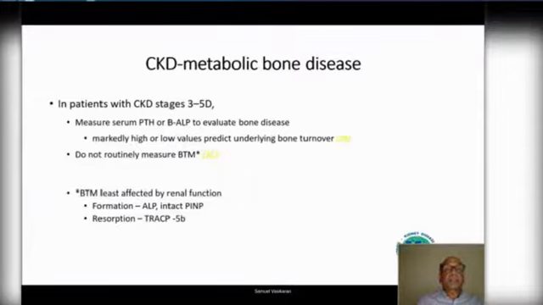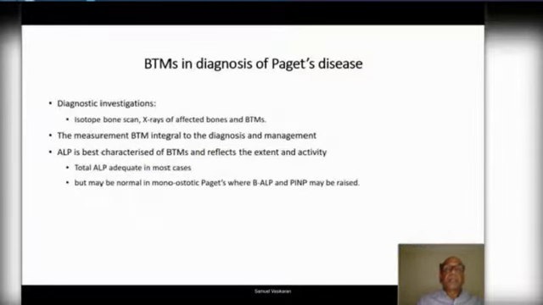Other potential markers are those which are not affected by renal failure, like intact P1NP, as well as tartrate-resistant acid phosphatase 5B, and it shows a lot of promise for future use in CKD-MBD and other bone diseases. Finally, bone turnover markers in diagnosis and monitoring of Paget's disease.